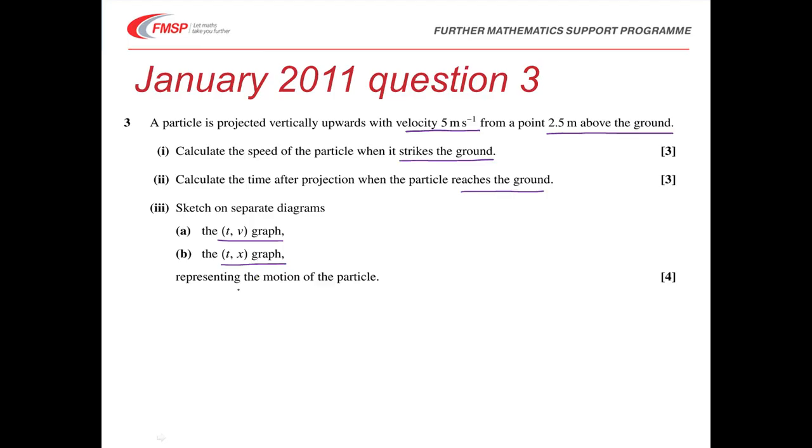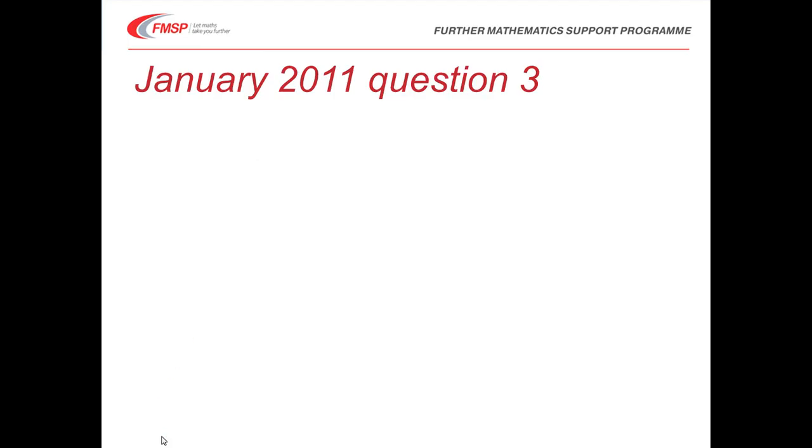And straight away I'm thinking, am I going to take upwards or downwards as positive? Well, I want some sort of picture to see what's going on. Our particle is projected when it's already 2.5 meters above the ground. And then it's going to be projected upwards at a speed of 5 meters per second. So my feeling is, let's take upwards as our positive direction. And of course that means that the acceleration downwards, which is the acceleration due to gravity, has to be negative.